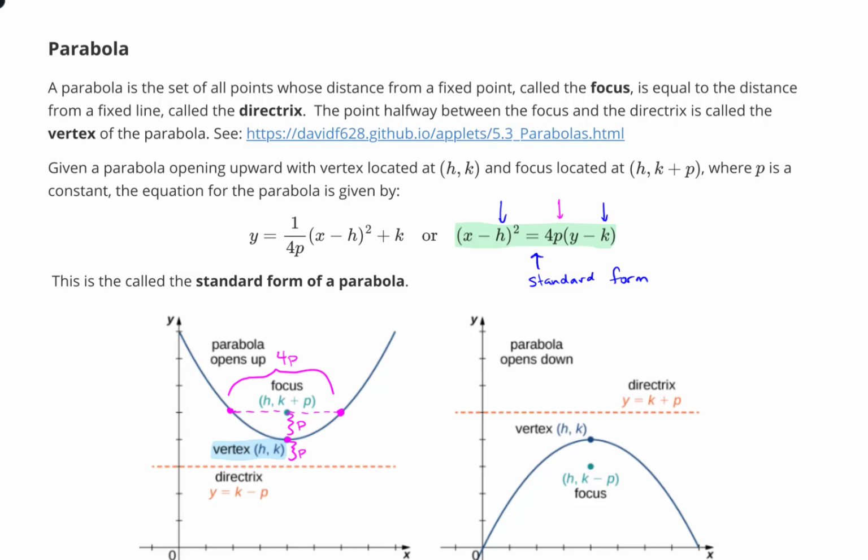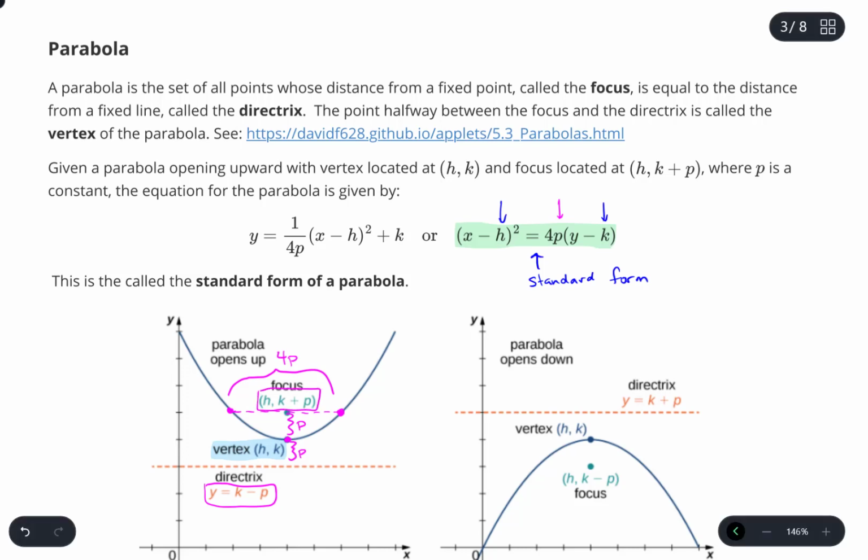If you're asked to identify the directrix, often what I do is take the y-coordinate of the vertex and subtract p. If you need the focus, just take the y-coordinate of that vertex and add p to it. So that makes it pretty straightforward to work with.